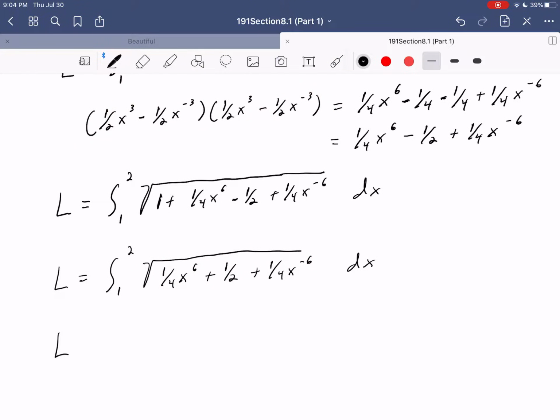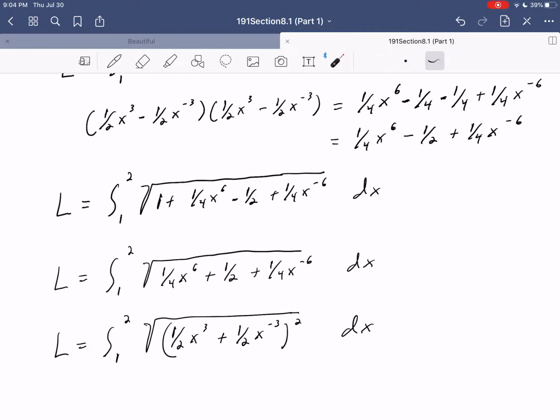So we can actually rewrite this as the integral from 1 to 2, square root of (1/2 x cubed plus 1/2 x to the minus 3) all squared. It actually is a perfect square. If you want, on your own, take this off to the side and FOIL it out, and you will see that it gets right back to here. The whole reason this worked is because initially we had that minus 1/2. We added 1, we got positive 1/2. That means we have the same terms, just with a positive in between instead of a negative.